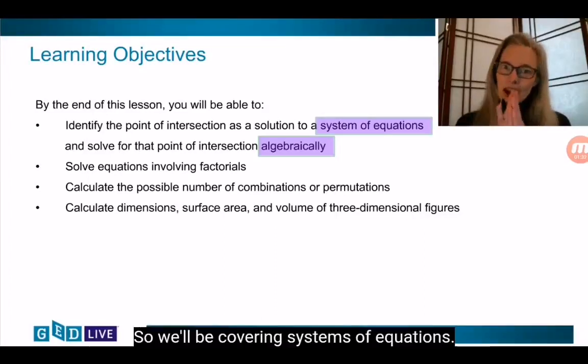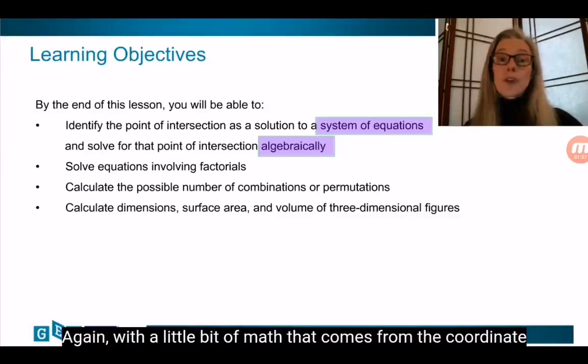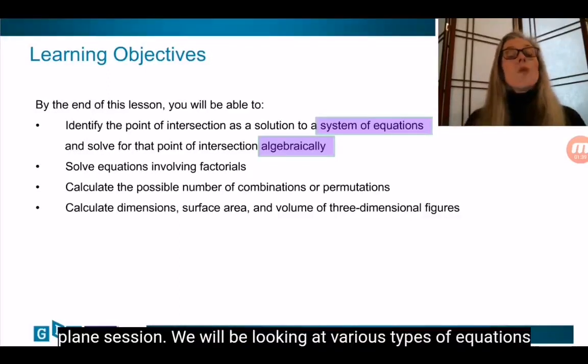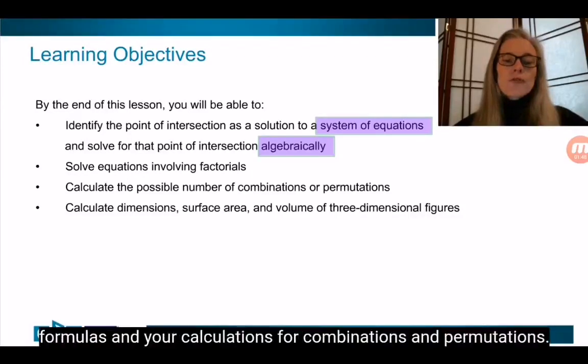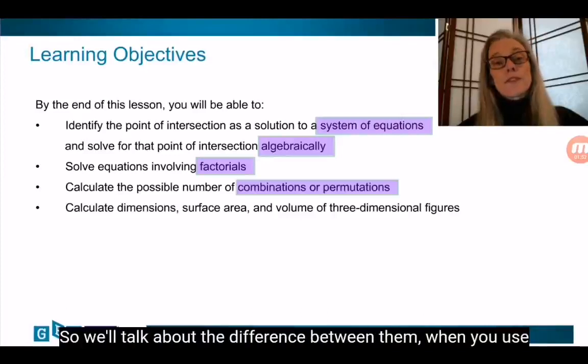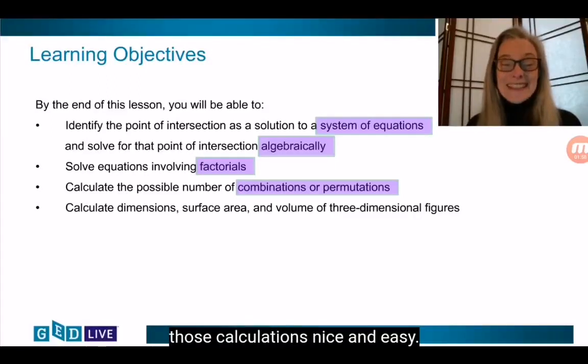So we'll be covering systems of equations, again, with a little bit of math that comes from the coordinate plane session. We will be looking at various types of equations and formulas that involve factorials. That does include your formulas and your calculations for combinations and permutations. So we'll talk about the difference between them, when you use them, how you use them, and how to use your calculator to make those calculations nice and easy.